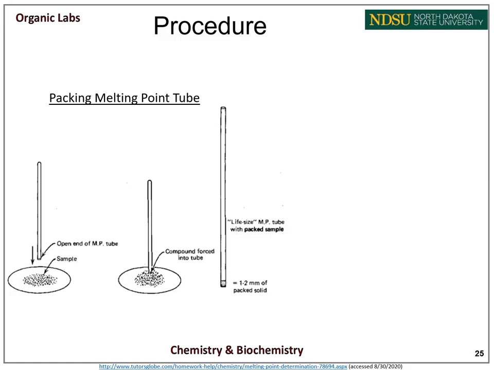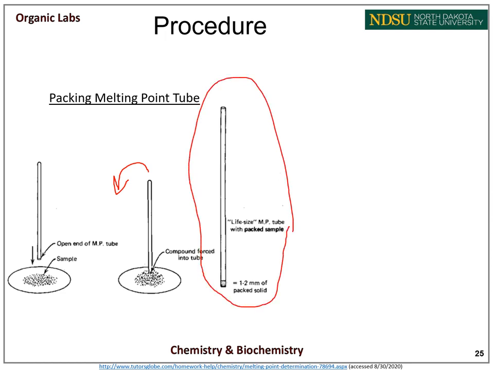Then take the open end of the melting point tube and press it onto the sample, causing some of the caffeine to go into the melting point tube. Then flip the melting point tube over and drop it on the lab bench a couple of times, causing the caffeine to pack into the closed end of the melting point tube. When finished, your melting point tube should look something like this, with about 1 to 2 millimeters of packed solid.